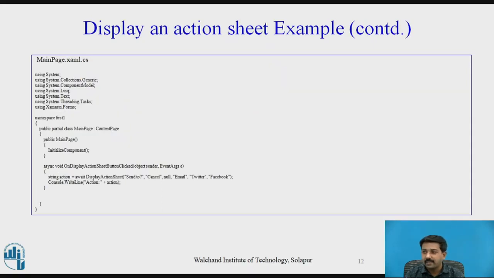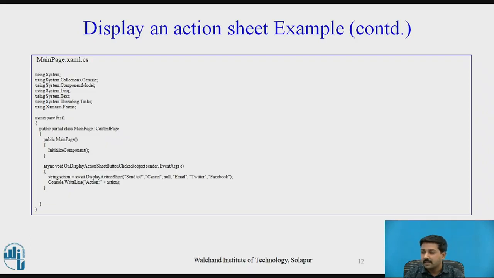So this is the code behind file. Here the important part is the last part: the async void OnDisplayActionSheetButtonClick method. Again, this method accepts two parameters: first parameter object sender, second parameter EventArgs. Here action is a variable of type string, then await DisplayActionSheet. As I told you, the DisplayAlert and DisplayActionSheet methods are both asynchronous and should be awaited with the await keyword.